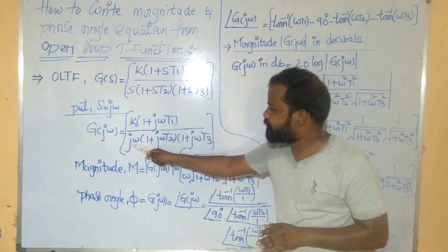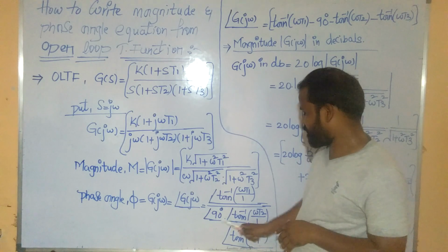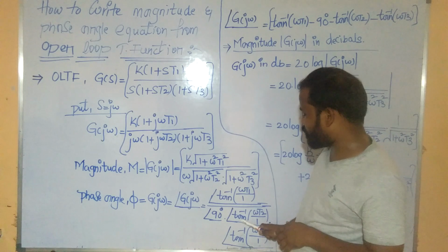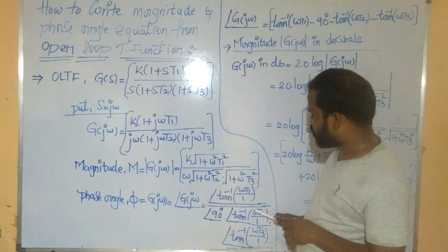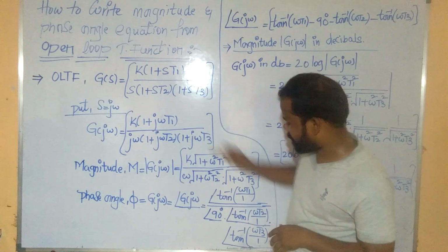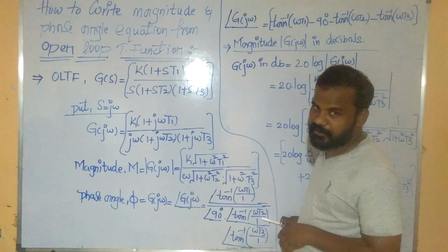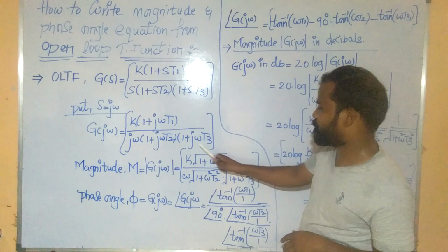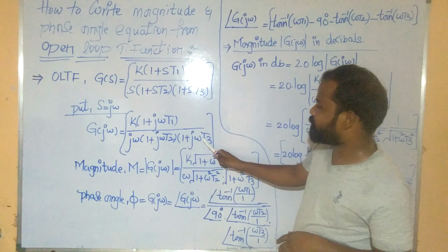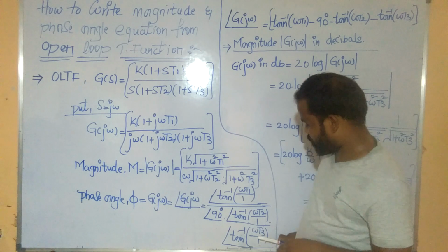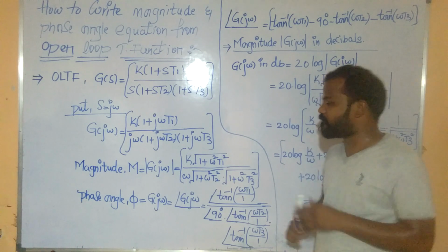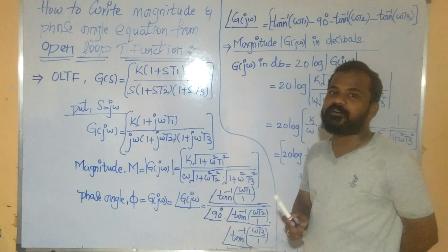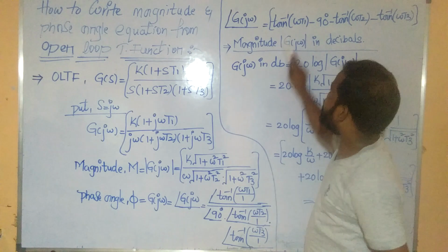Clear? So for j, the angle is 90 degrees, and here 1 plus j omega t2 means the angle is tan inverse of imaginary divided by real. That's why omega t2 divided by 1. And here also the same thing, tan inverse of omega t3 by 1. So like this we are going to calculate the value of what? The phase angle. Clear? So this is clear, but I want the phase angle equation like this.